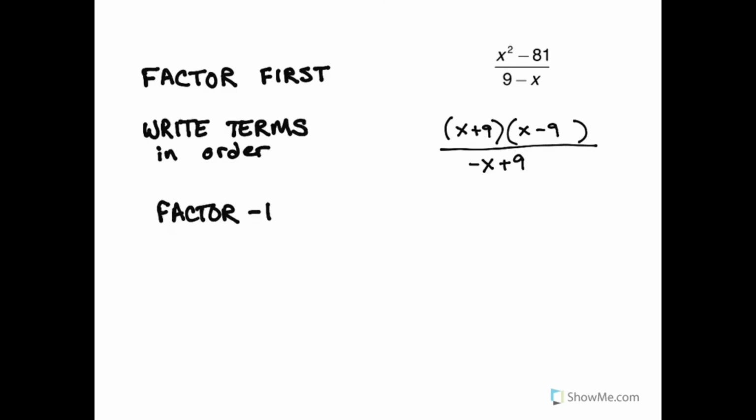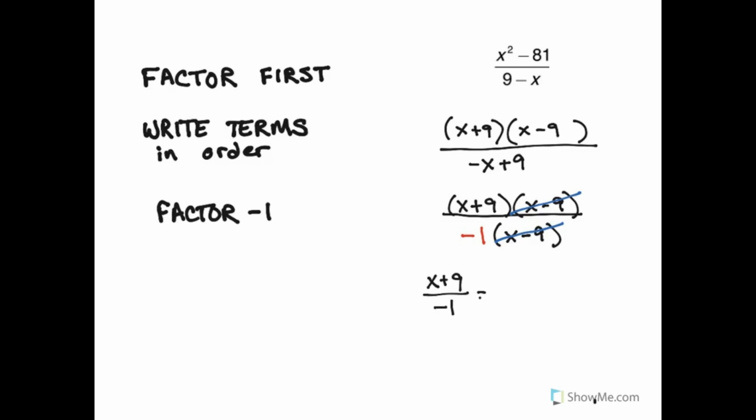Since the leading coefficient of the bottom is negative, I'm going to factor out a -1. And I'll get x minus 9. Now I can cancel the two factors x minus 9. X minus 9 cancels with x minus 9, and I'm left with x plus 9 over -1. Now, over -1 means divide each one by -1, so that gives me -x minus 9. That's the simplification.